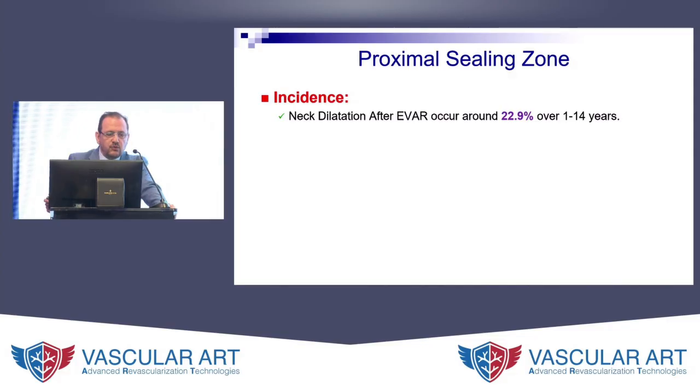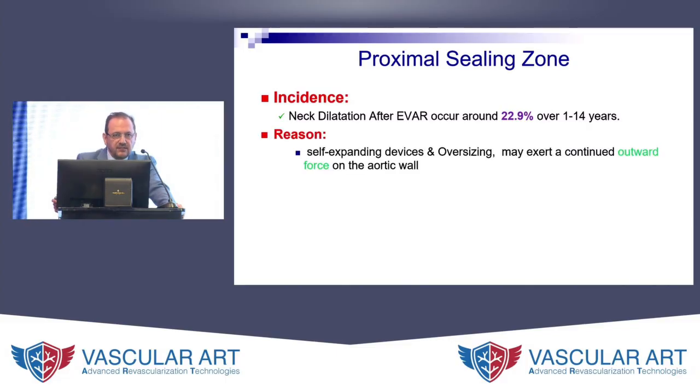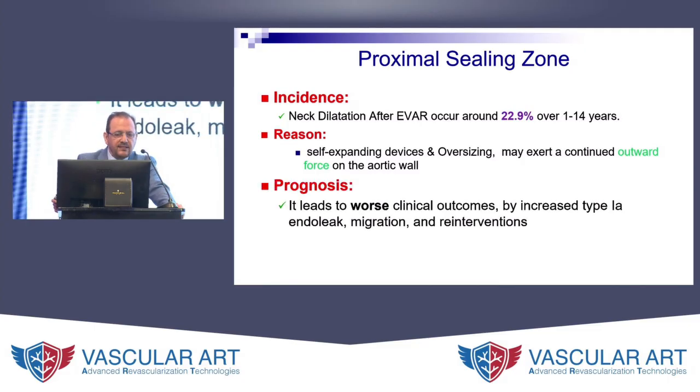For the proximal sealing zone, we know the major problem is neck dilatation after EVAR placement. It happens in about 23%. The reason is the use of self-expandable stents in the devices, and oversizing, which exert a continuous outward force on the aortic wall. This can lead to worse clinical outcomes by increasing type 1 endoleak, migration and reintervention.